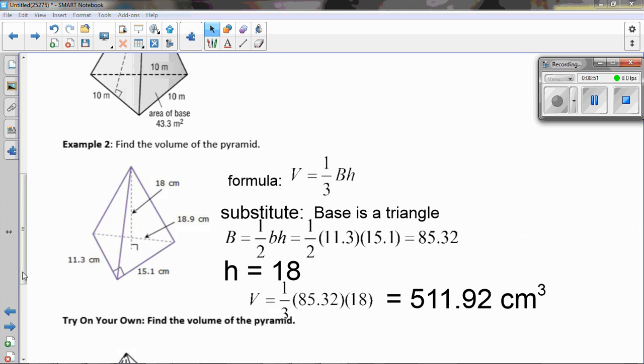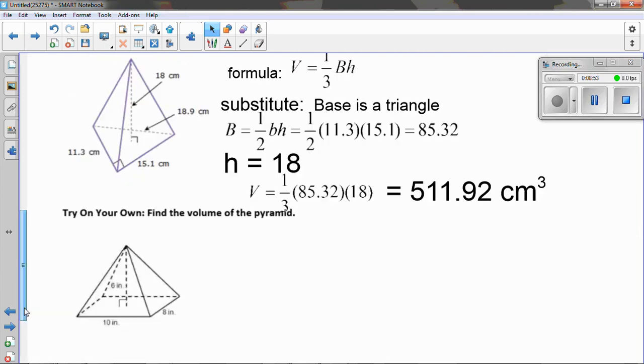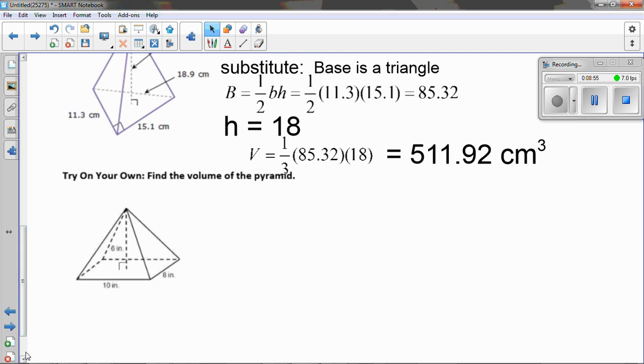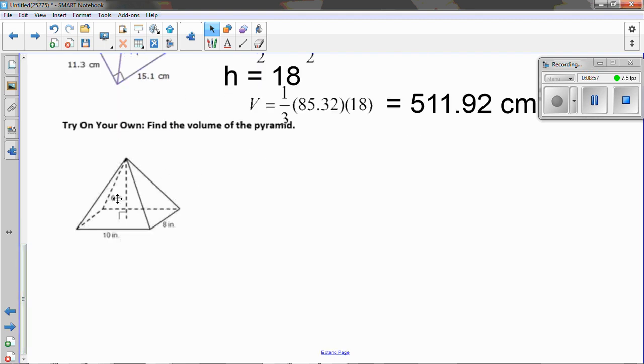Okay? So, you guys are going to try this one on your own. Oh my gosh. The whole scrolly thing doesn't want to work. Volume, it's a square base pyramid this time. So, you can find the area of your base, and you can go ahead. The height's already through the middle. So, just go ahead and plug in.